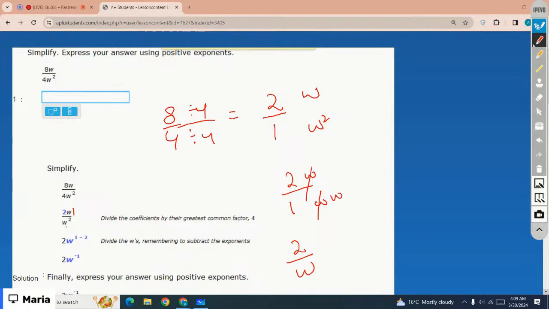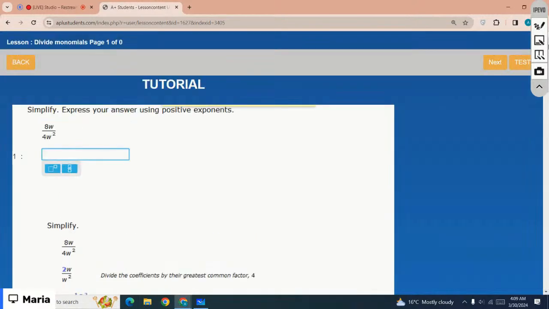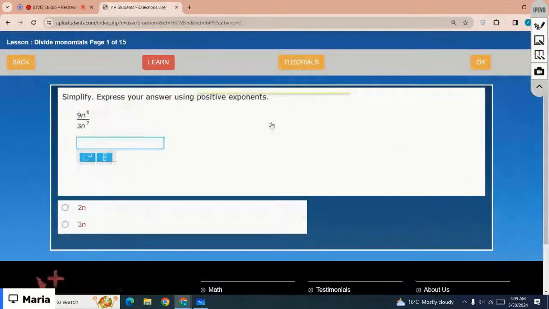Let's just start with the test questions. Okay, the first one is 9 and 8 and 3 and 7. So which is the correct option?